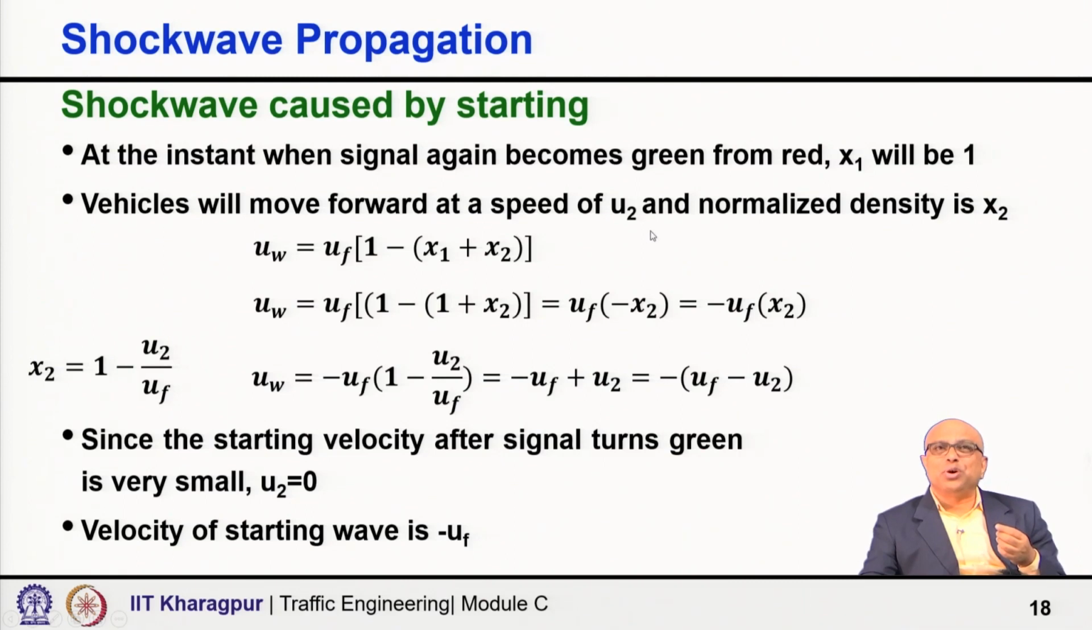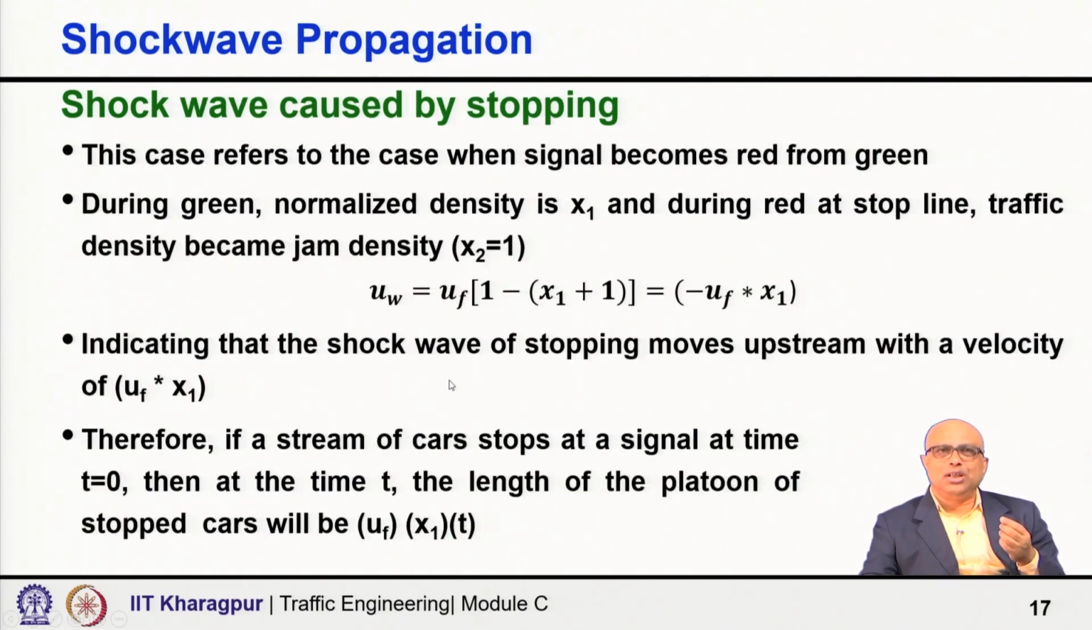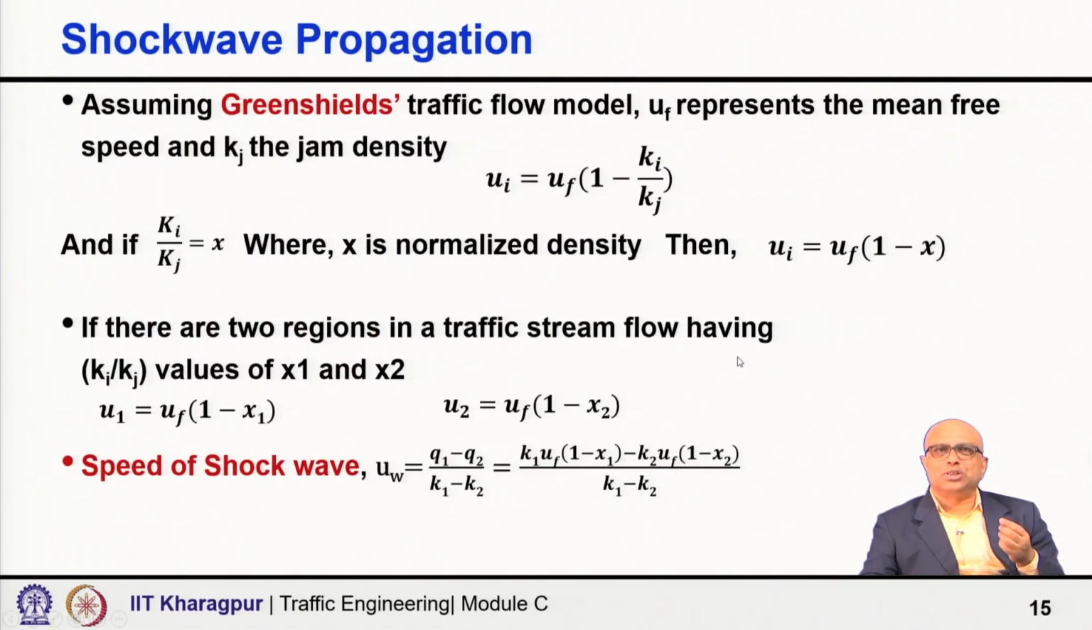Now, vehicles will move forward at a speed u2 and normalized density is x2. So, how will it look? uw equal to uf into 1 minus x1 plus x2. So, you write it uf into 1 minus 1 plus x2. So, it is eventually minus uf into x2. Now, x2 is again 1 minus u2 by uf. How did we get it? You could write it from this original equation, right.